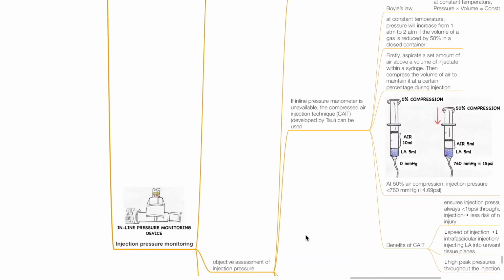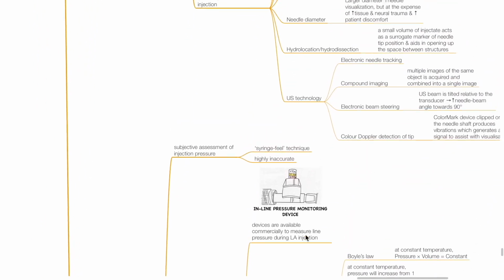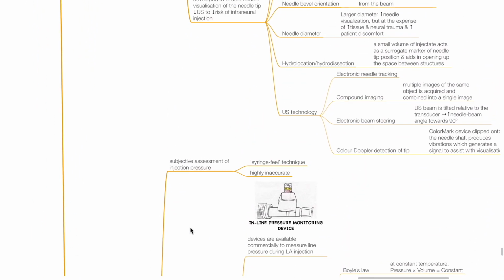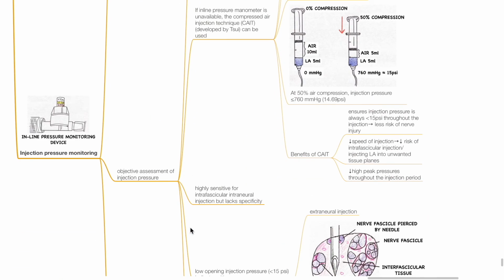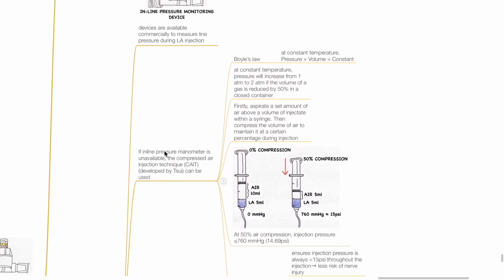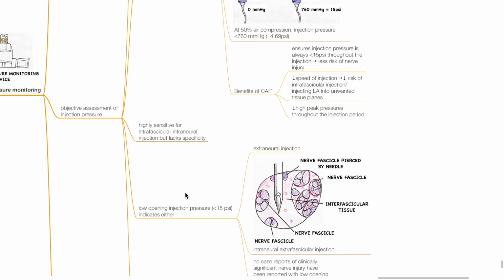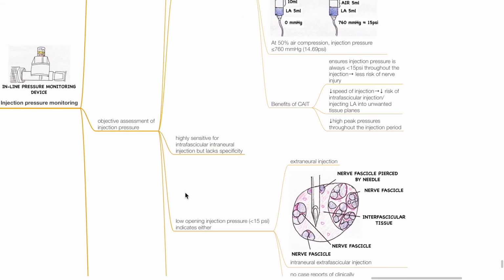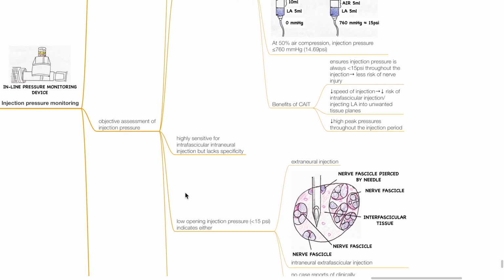Injection pressure monitoring. Subjective assessment of injection pressure by the syringe feel technique is highly inaccurate. Objective assessment of injection pressures can be made by using commercially available devices such as this inline pressure monitoring device, or by the compressed air injection technique developed by Tsui. Objective assessment of injection pressure is highly sensitive for intravascular intraneural injection but lacks specificity.